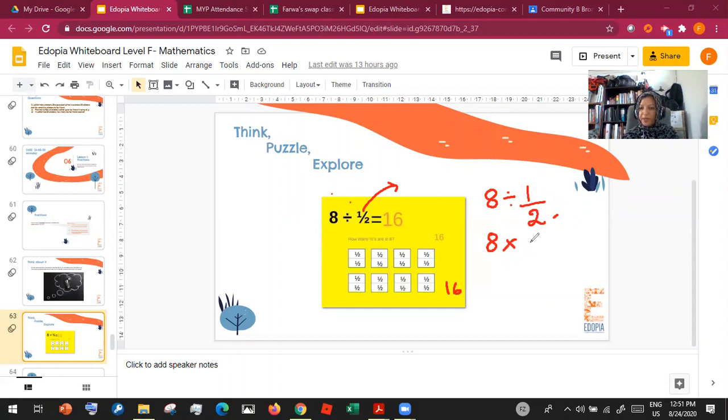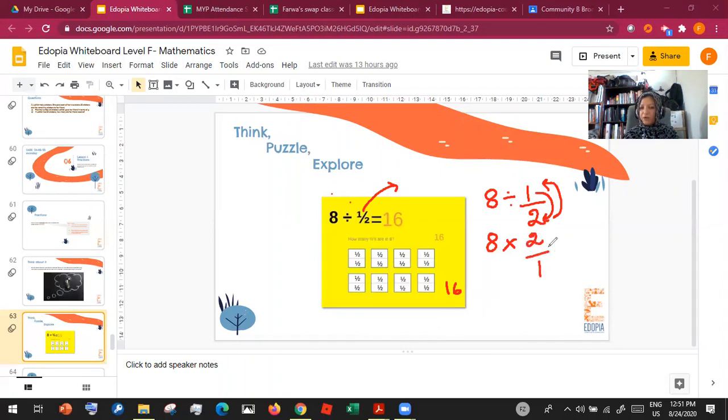How do we flip it? The denominator will become the numerator, whereas the numerator will take the place of the denominator. And why are we doing it? Because we have reversed the sign from division to multiplication. Now it is going to be 2 by 1.